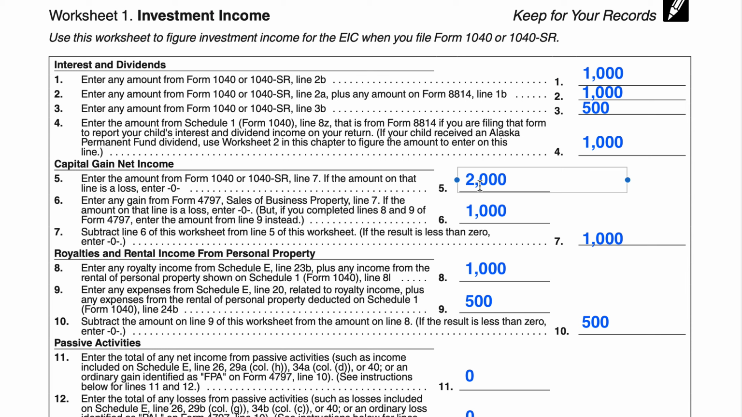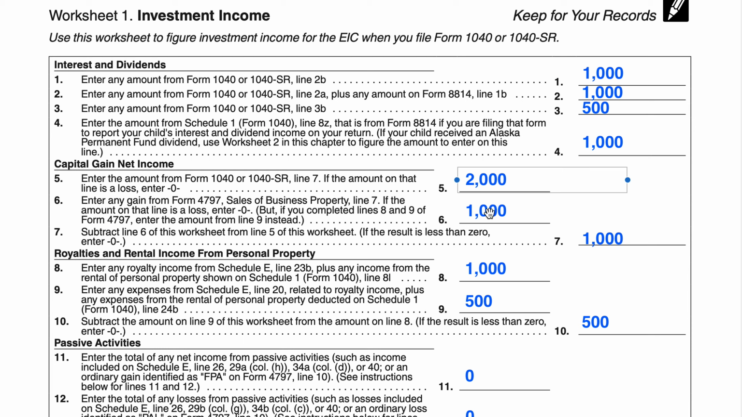You do get to back out any capital gains that you reported on IRS Form 4797. That would be sales of business property. Again, the whole point of the earned income tax credit is that we're calculating your personal investment income. So if you had any sales of business property that went on your business tax return, that does not count here.